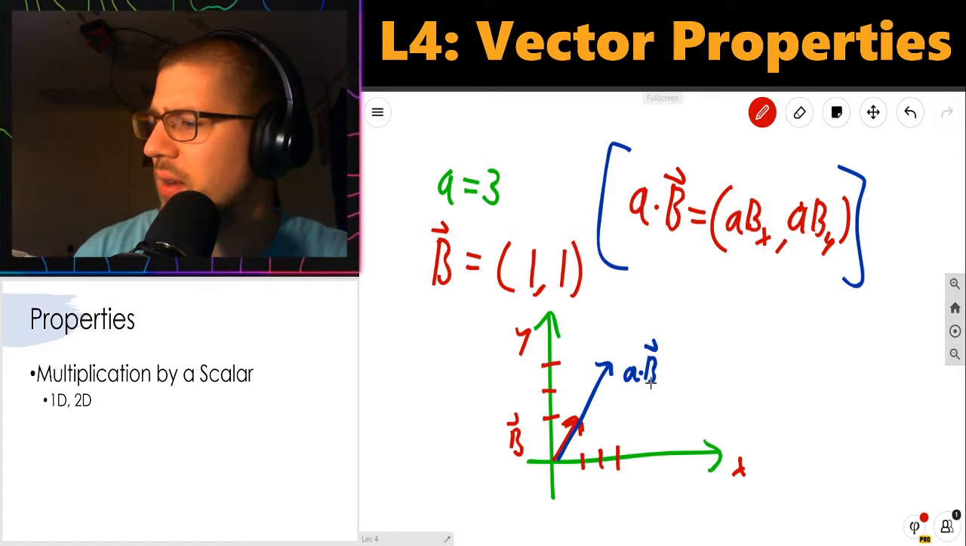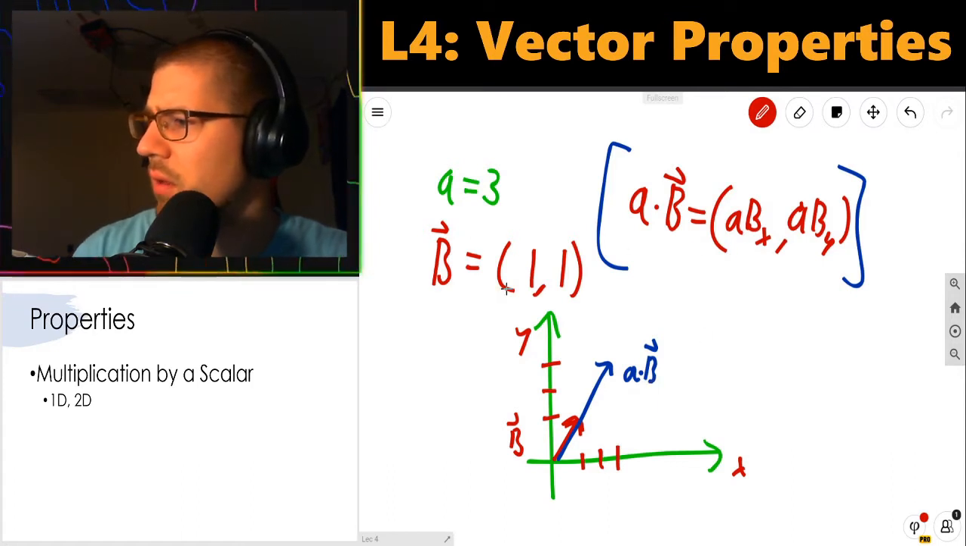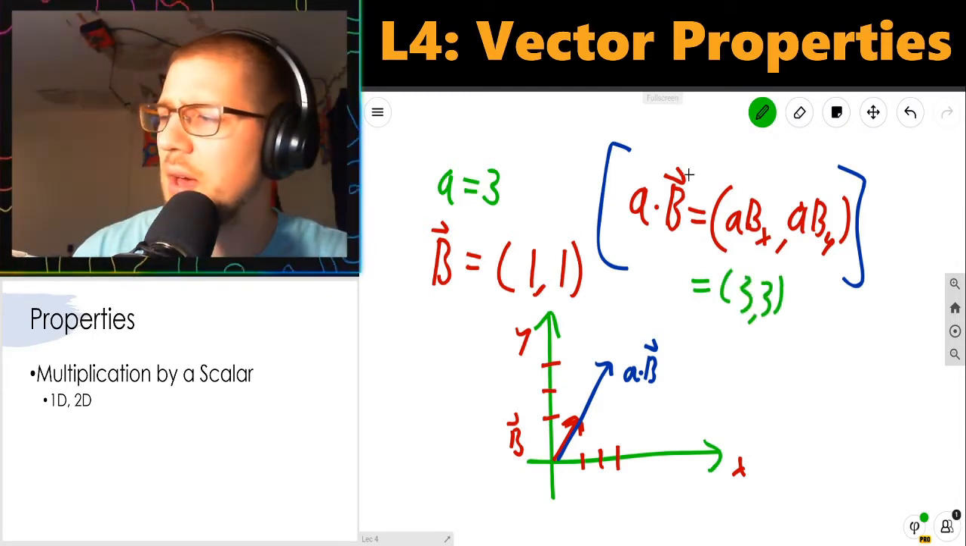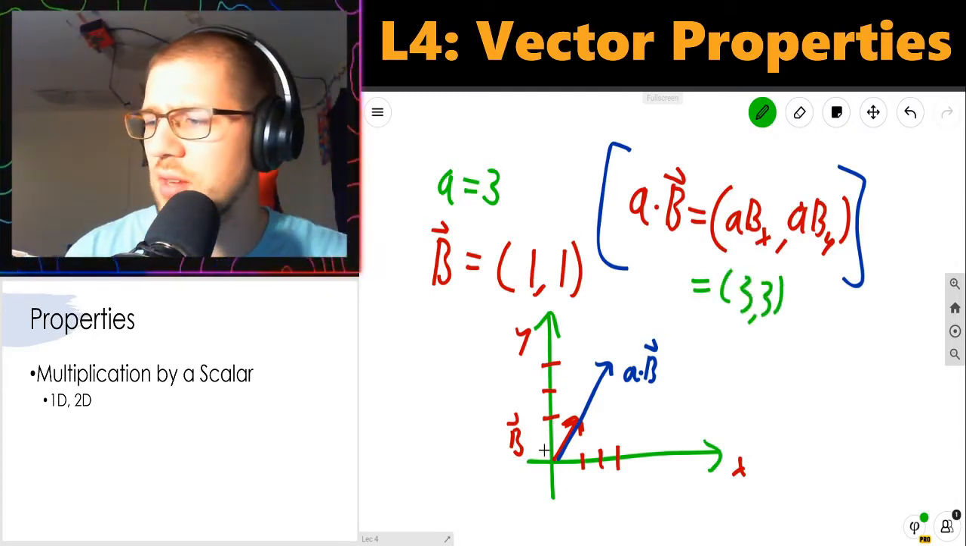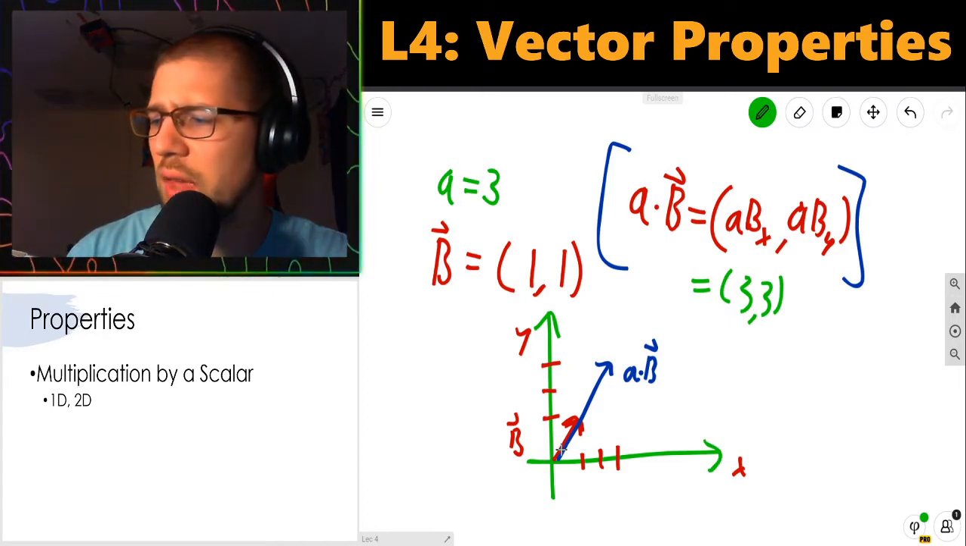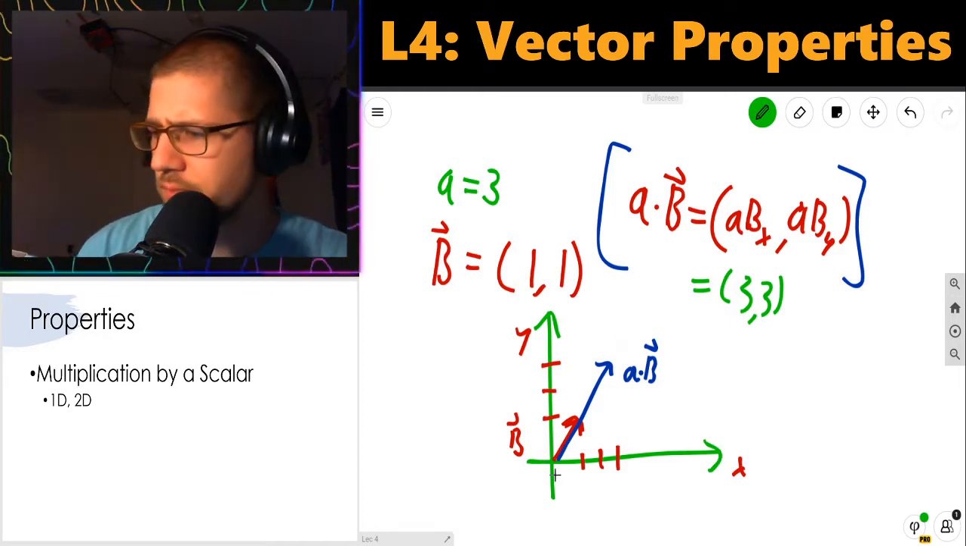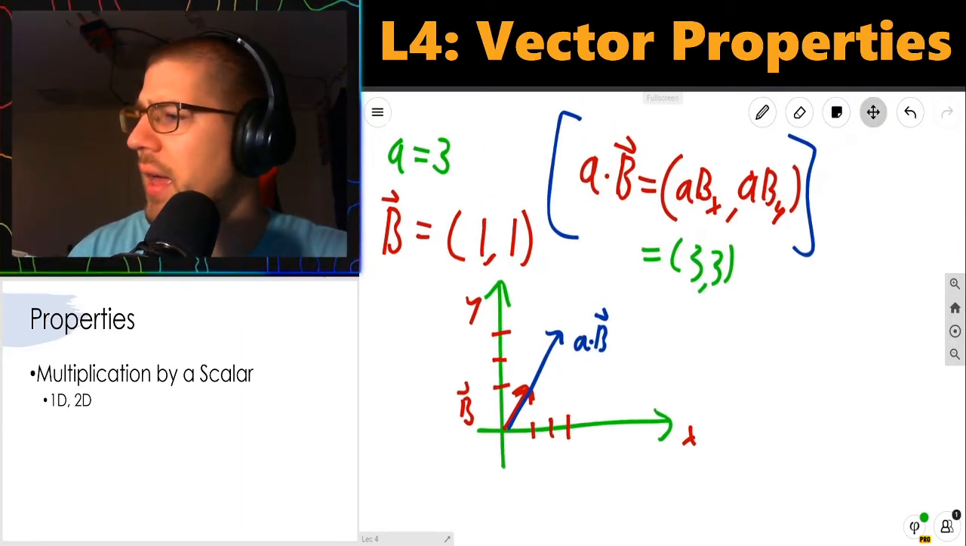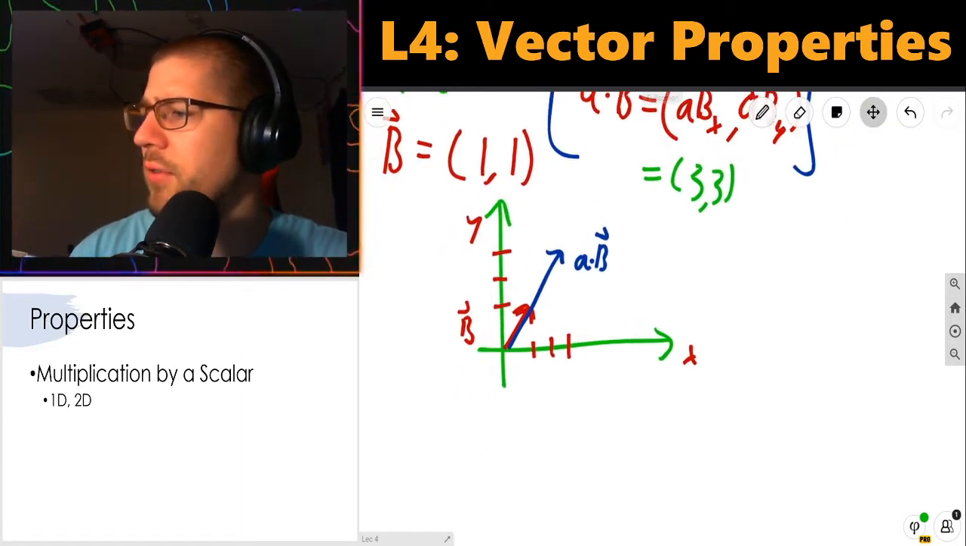So a times b is at 3, 3 in this case. If I plug in the values, this is 3, comma 3. That's how multiplication by a scalar works. It scales the vector. It lengthens it or shortens it. Another thing that can happen when you multiply a vector by a scalar is it can flip it.